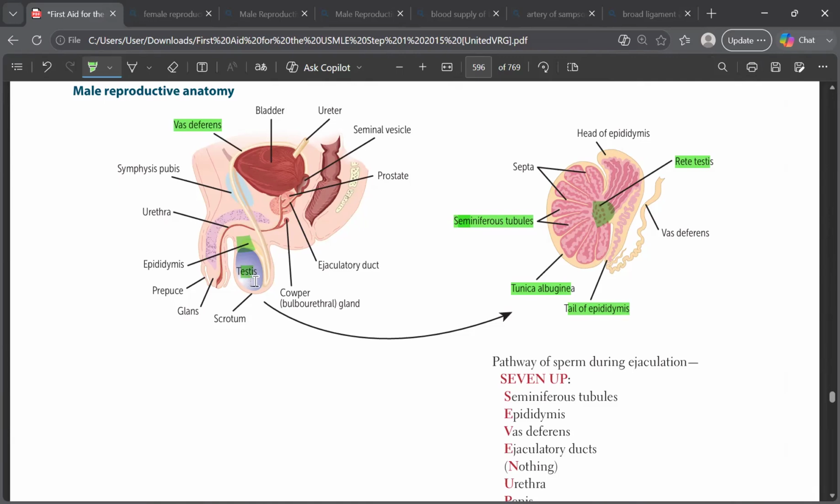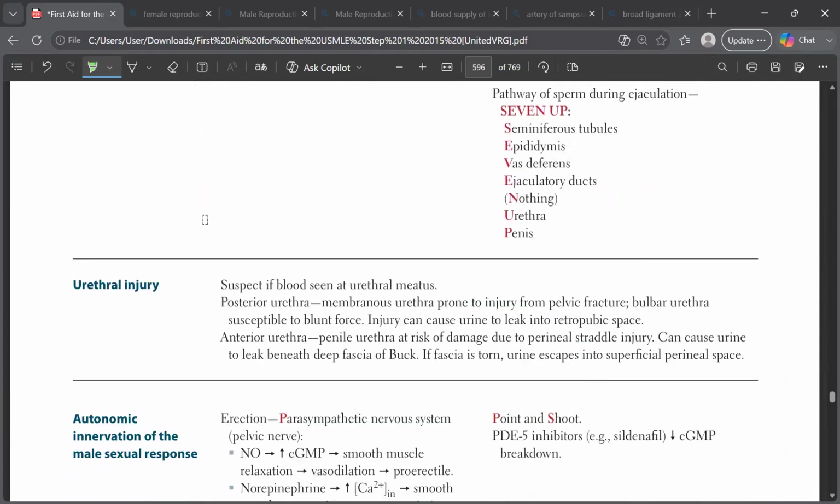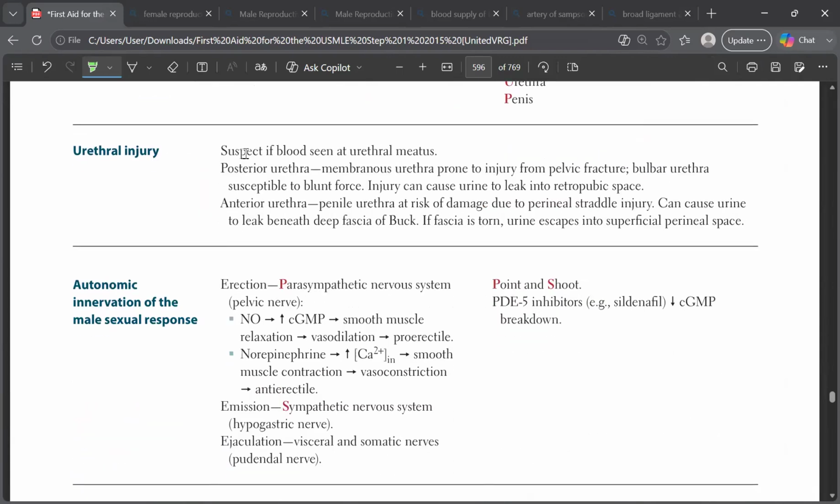Seminiferous tubules, epididymis, and then the vas deferens all the way up there. And then there is the ejaculatory duct, which comes right here. And then comes the urethra, which is right here, coursing this way. And then there's the penis. Urethral injury is suspected if blood is seen at the urethral meatus.